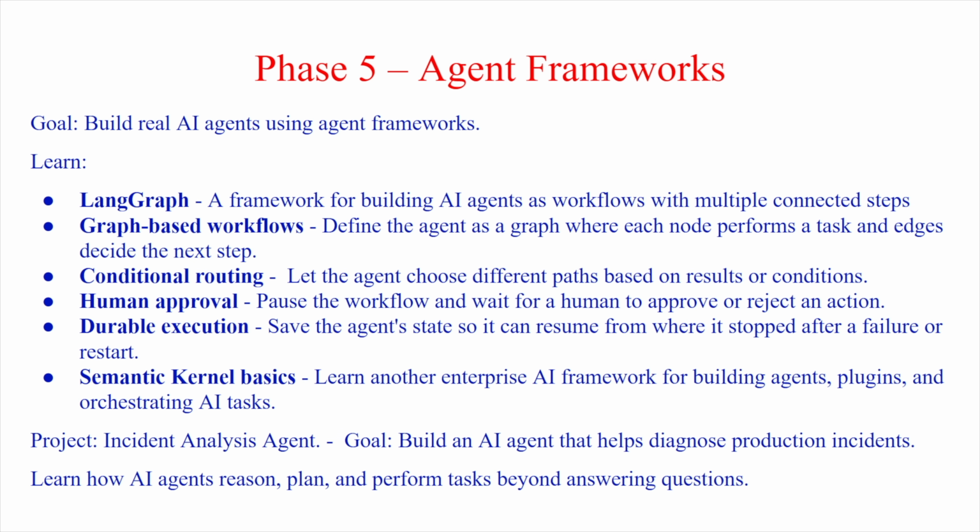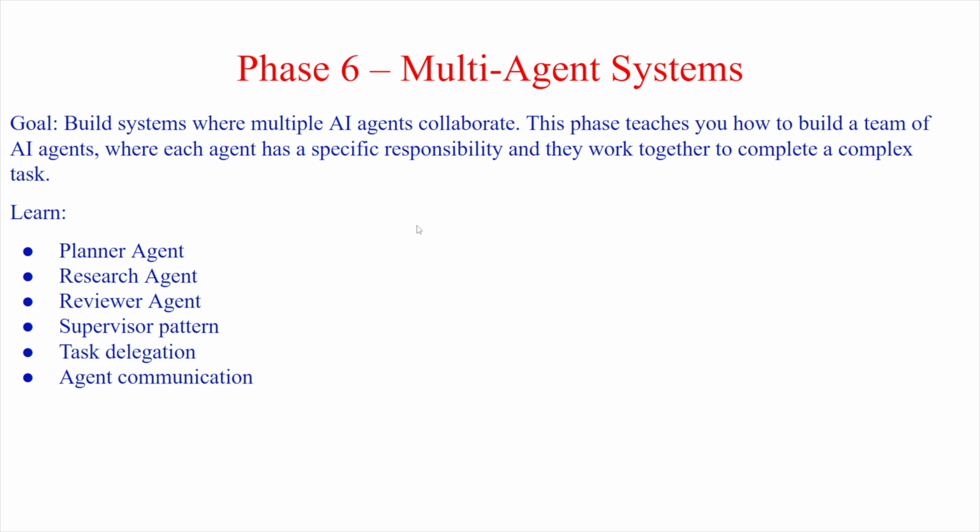So basically phase 5 is different from phase 4, where in phase 4 you will learn the basics of agents. In phase 5 you will learn how to create an agent which will be able to reason, plan, and perform tasks beyond just answering your questions. Now, phase 6 is very important, where you will create multiple AI agents who collaborate with each other. So, this phase teaches you how to build a team of AI agents. Just like in a team, you have one front end developer, one back end developer, one DevOps, one database guy, and this is how you create a team.